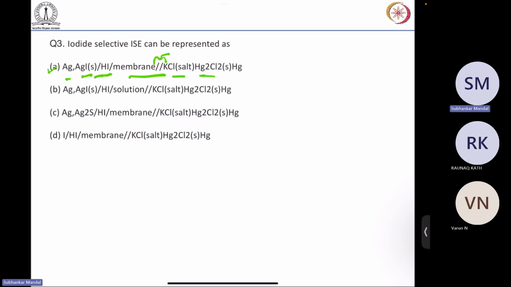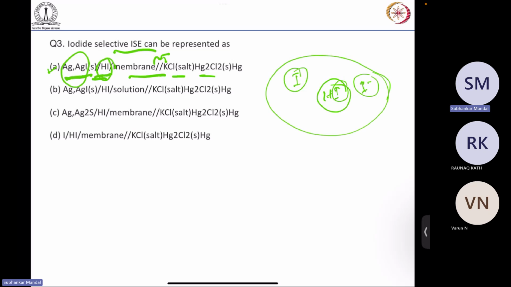So basically, this is the ion exchange iodide selective electrode. That means your iodine will be there, and in one electrode you have taken AgAgI, and with that you have taken the HI. So your common ion is iodide, I minus. This is in one container, separated by a membrane, and another component, the reference electrode, is there. So this is the thing.